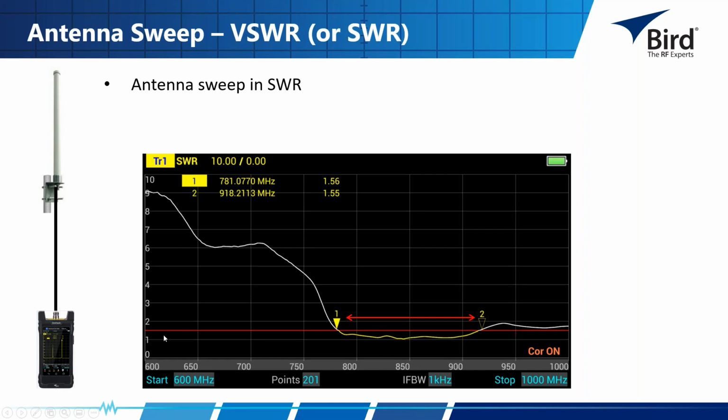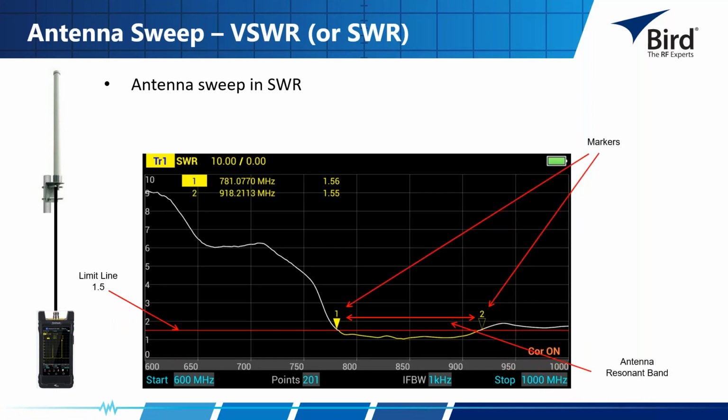My limit line, which was previously at negative 14 dB, is now at 1.5 VSWR, and everything below, showing the yellow portion of the trace, is passing. And this is in between those two markers. That's going to be my resonant band, or my usable portion of the antenna. So that's an antenna sweep showing the results in SWR, comparing it to the VSWR measurement.